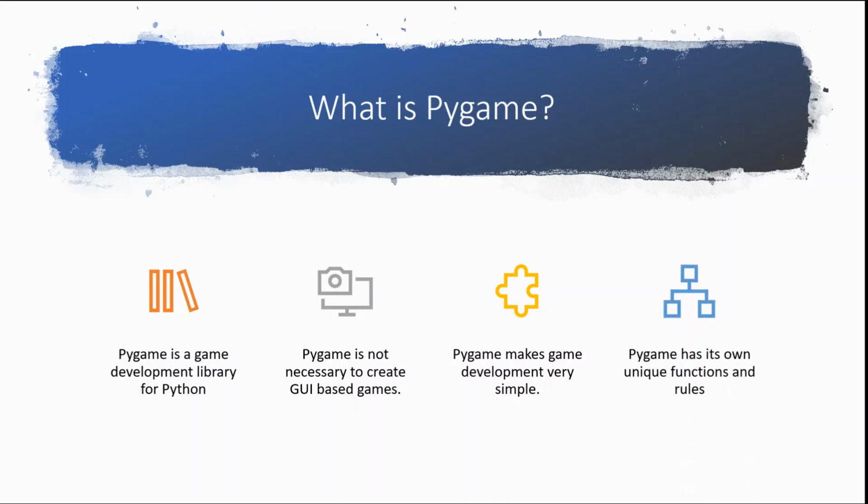Lastly, it's important to note that Pygame has its own unique functions and rules. The syntax is the same as Python. You still have classes, functions, all that stuff, and all you really need to know is that Pygame has a lot of functions that we will need to explore. And in that sense, you could interpret it as a new language when you're learning it, because it is kind of difficult. So now that we know what Pygame is, let's explore what it means to create a game.